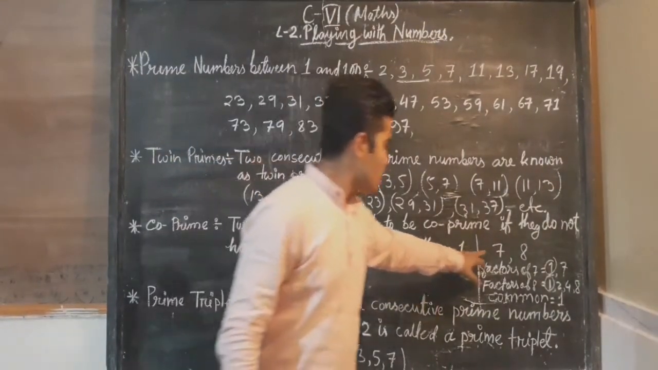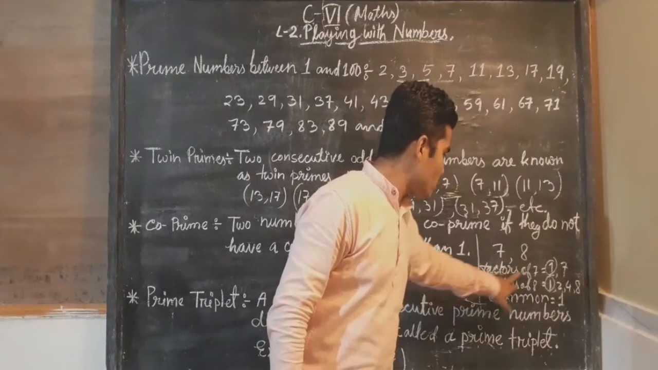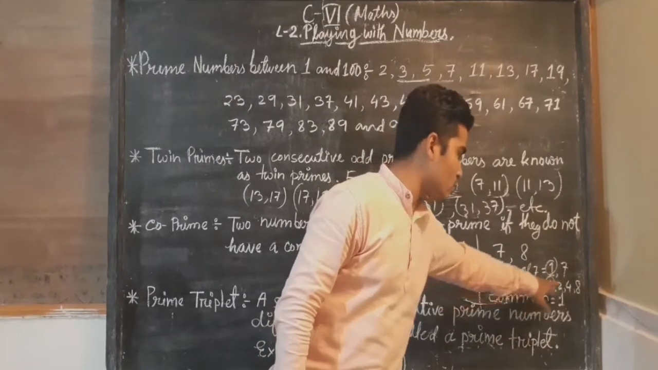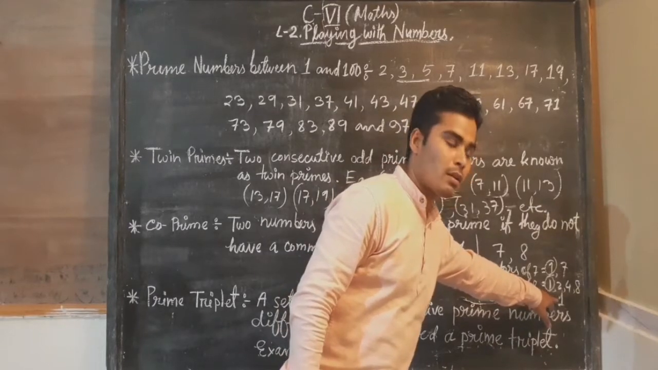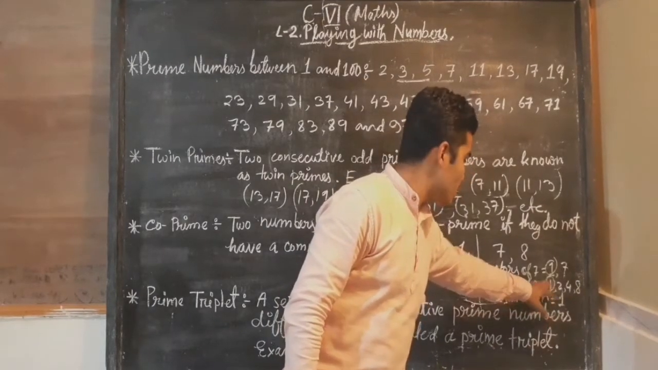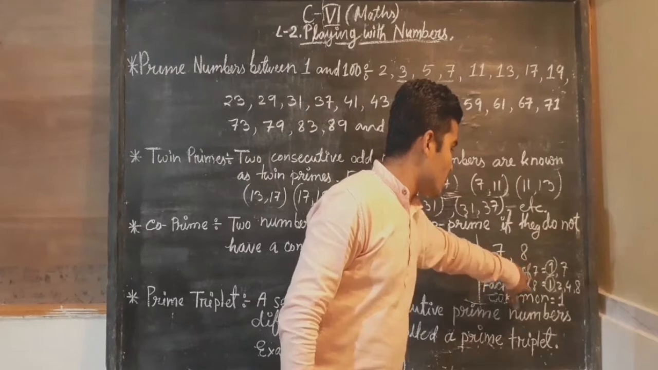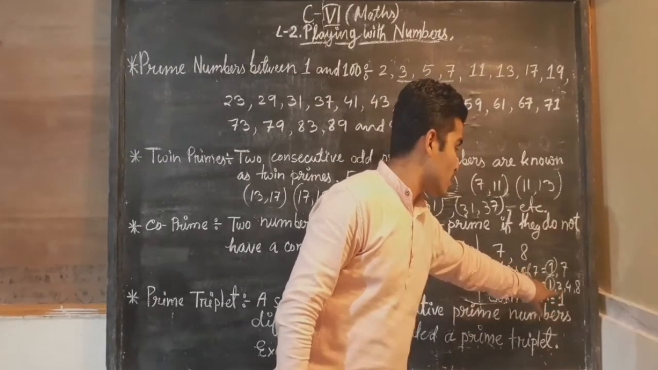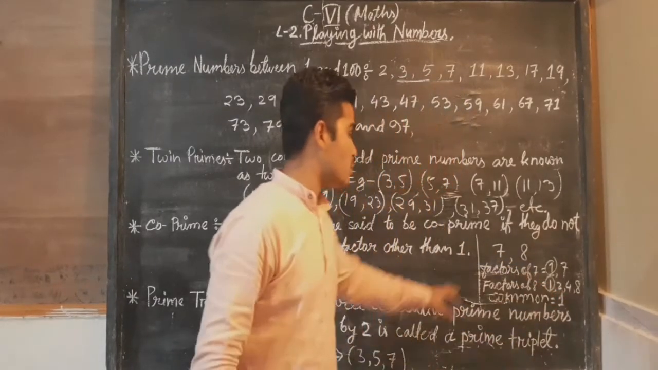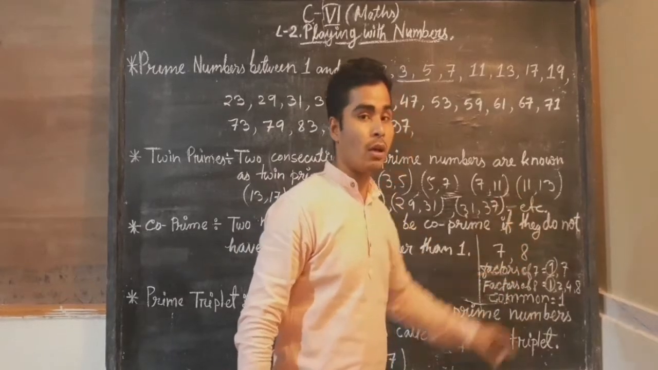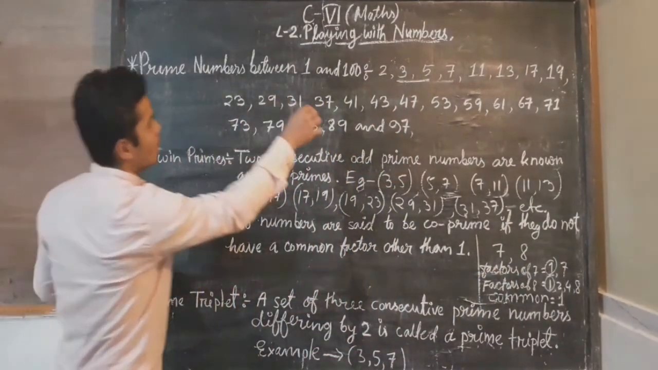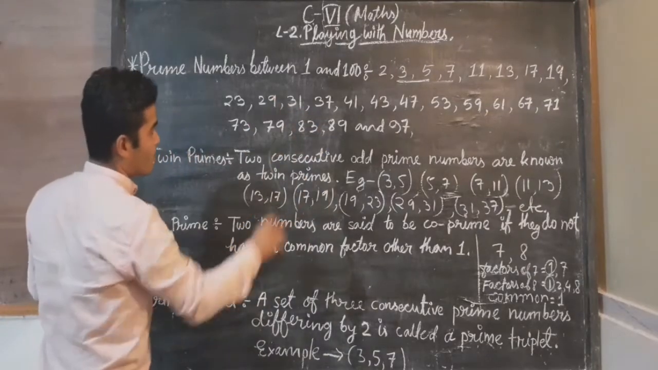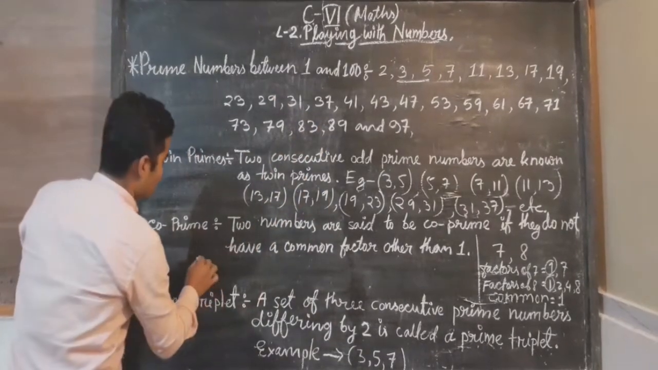You can see 7 and 8. I have found the factors of 7, I have found the factors of 8, and I found the common factor. I did not get a common factor other than 1. That means these two numbers have only one common factor, that is 1. That is why 7 and 8 are also included in coprime. So you know, any two prime numbers are always coprime.